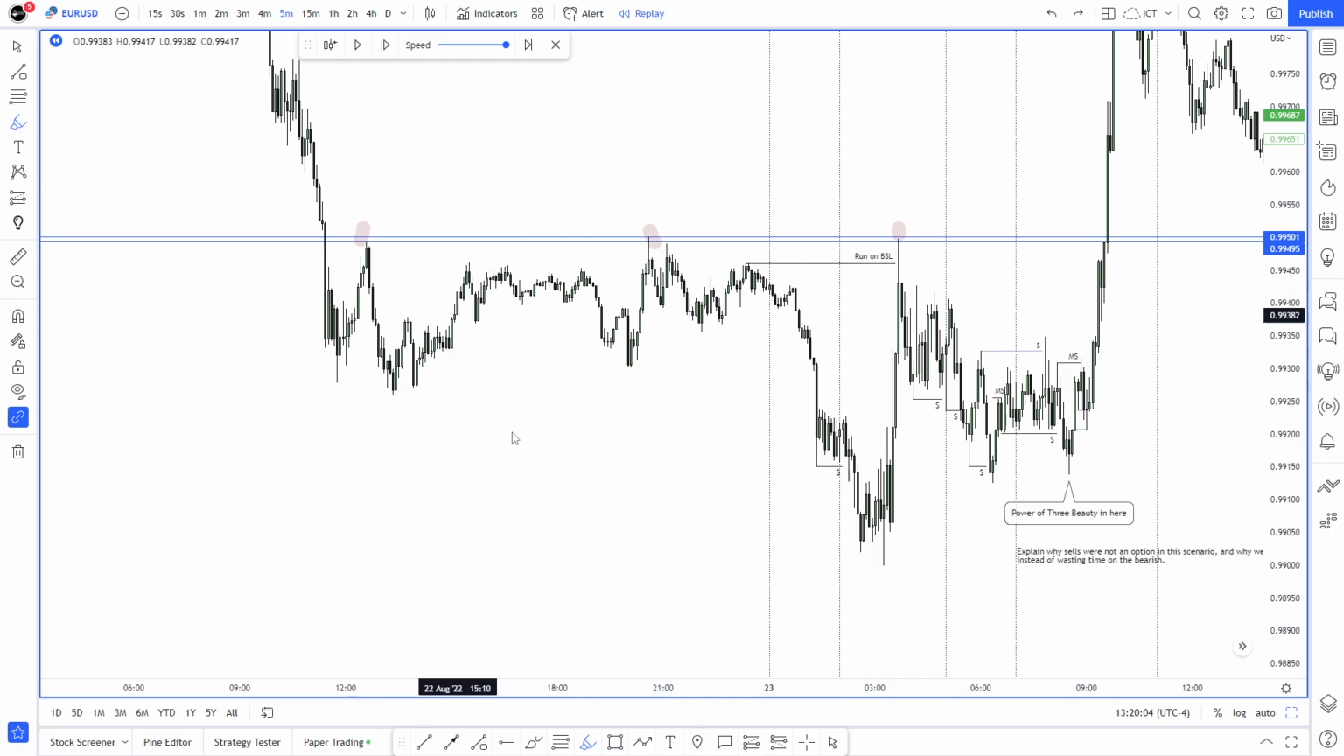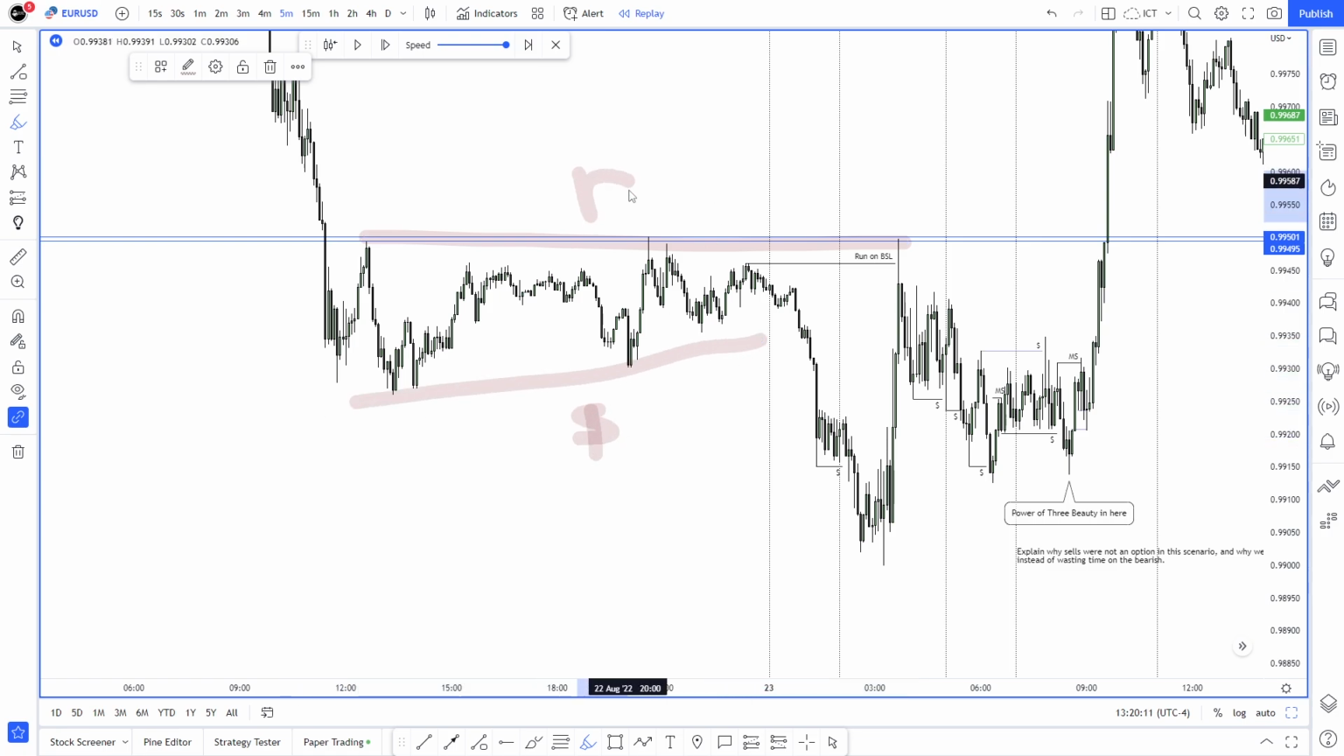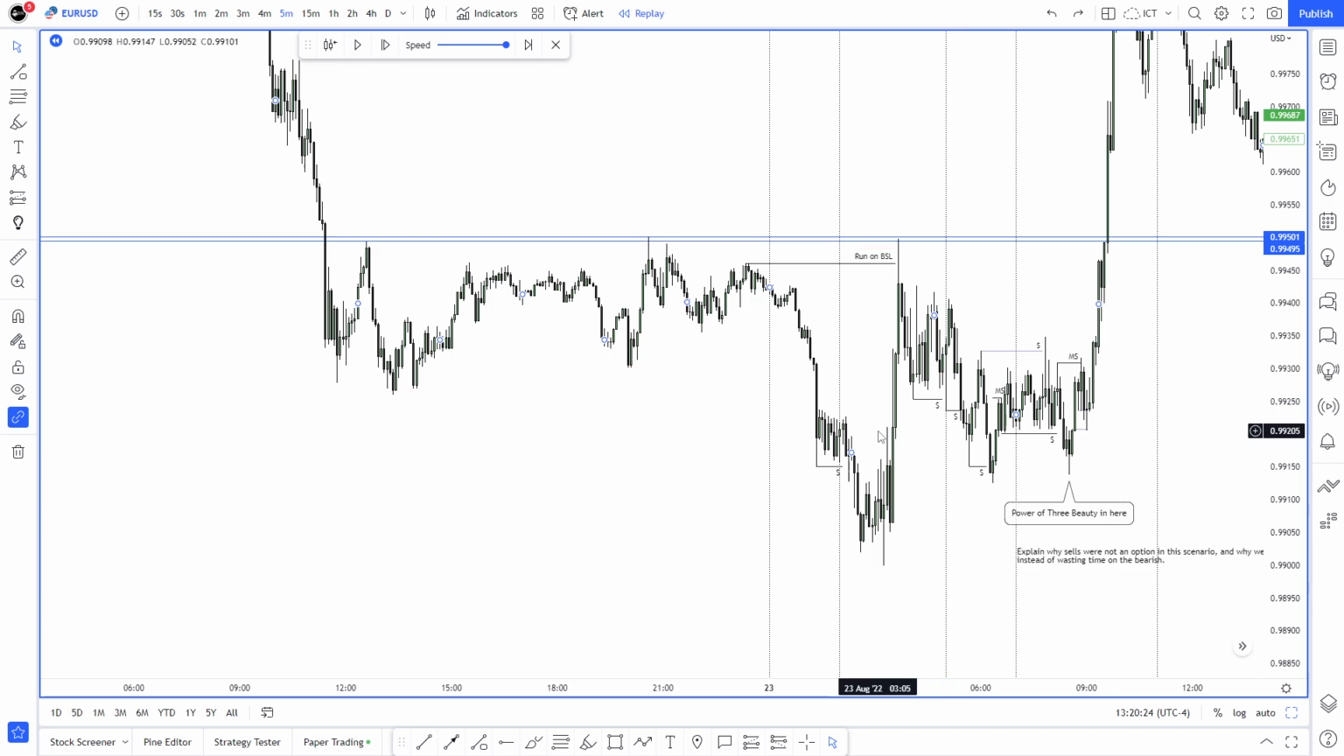Because price is just creating multiple sell side liquidity, buy side liquidity, but still respecting the buy side. It's respecting the buy side while it's taking the sell side here, all of these areas, fair value gap, market shift, fair value gap, so on and so forth. All right, so did we have a clear bias for this day? In my opinion, we did.